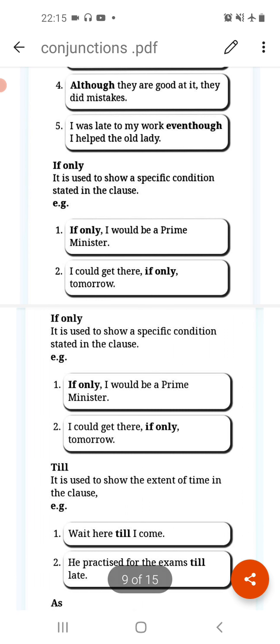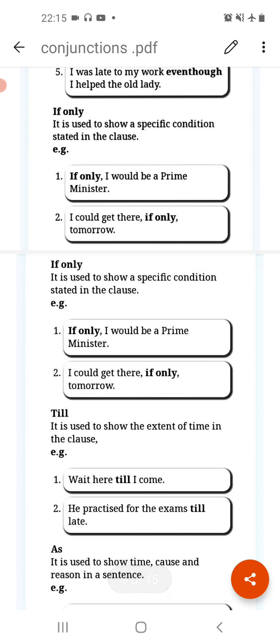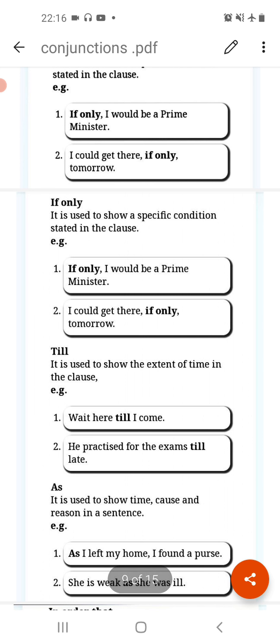Next is if only. It is used to show a specific condition stated in the clause. So whenever you are showing any particular condition, then you can use this conjunction. Check the examples. If only I would be a prime minister. I could get there if only tomorrow.